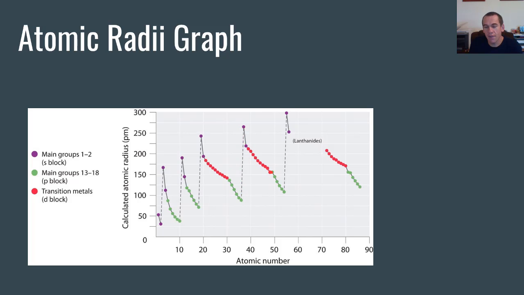So you can see every time we get a new shell on the periodic table, the atoms get bigger. And as we move across the row, or across the period, the atoms get smaller.